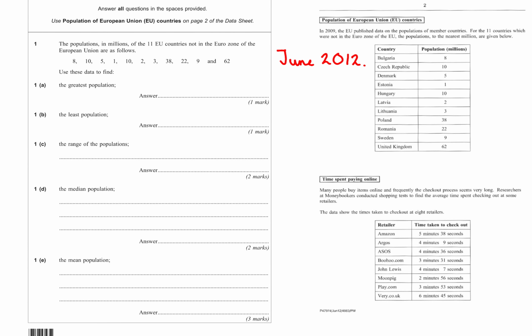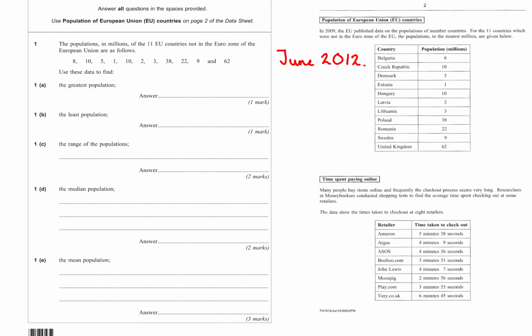The paper I've got in front of me is the June 2012 paper. What I've done here, I've got the data material on one side and the question related to the data material on the other side. Now let's have a look at this. So this is my exam paper. It's saying answer all questions, use population on page 2 of the data sheet. That's page 2 and this is my data sheet. So I'm going to be looking at this piece of data.